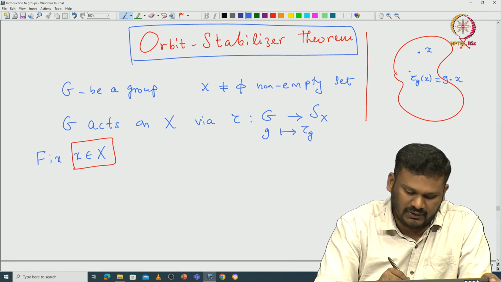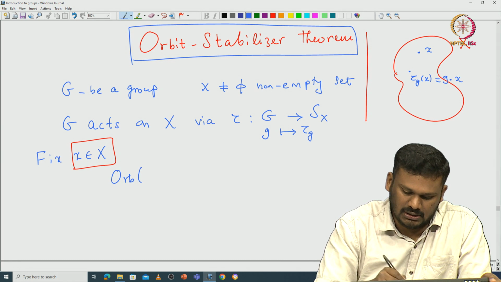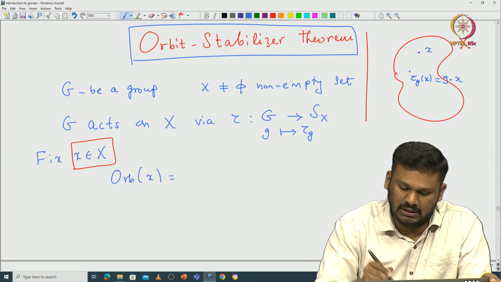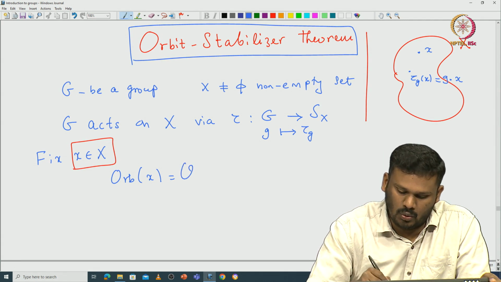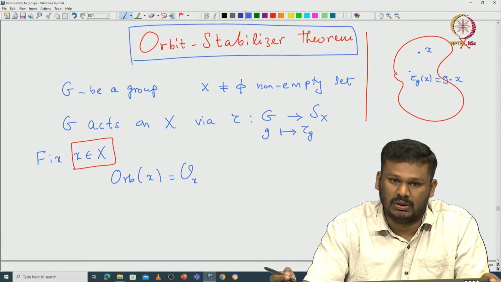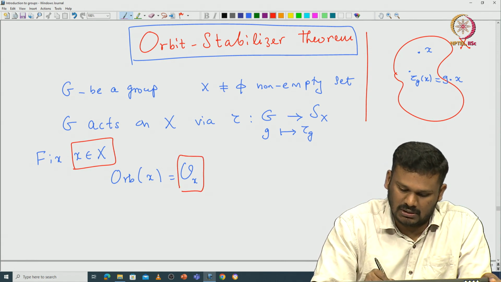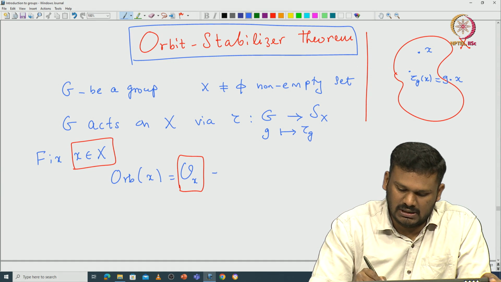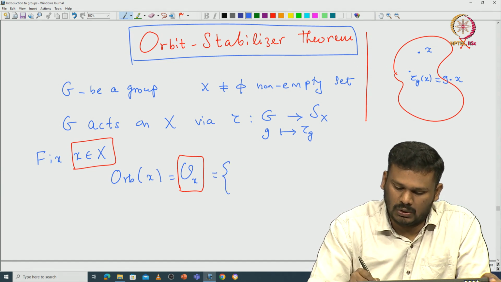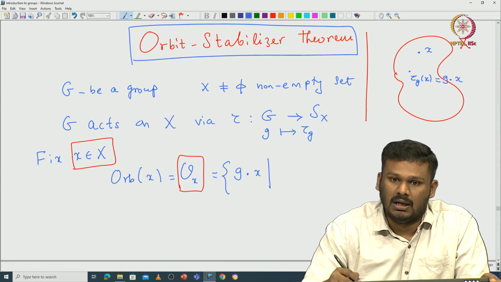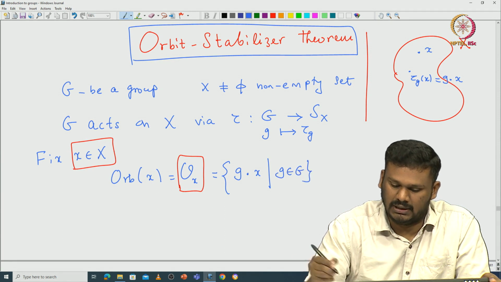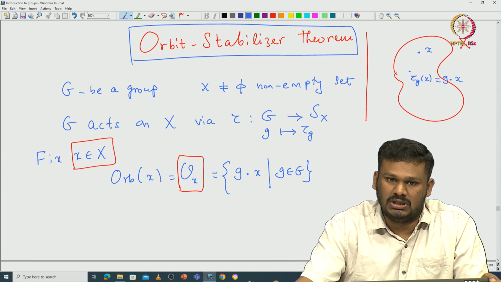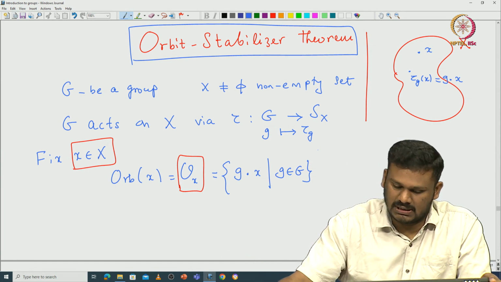Okay, so the orbit of x has many notations in the literature. Either it is written ORB of x or OX. So we will use this notation OX. Okay, this is the notation we are going to use. So this is by definition. You look at all possible images of this x under this action of elements of capital G. So you look at G dot x where G in G. So this is called orbit.